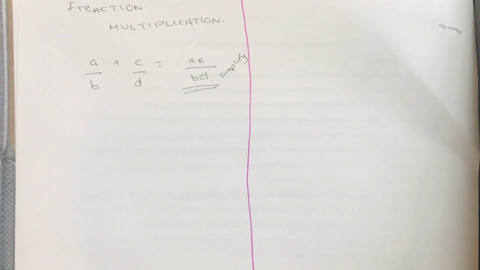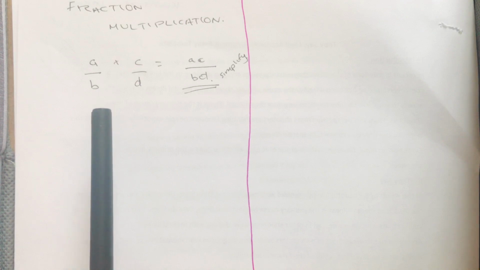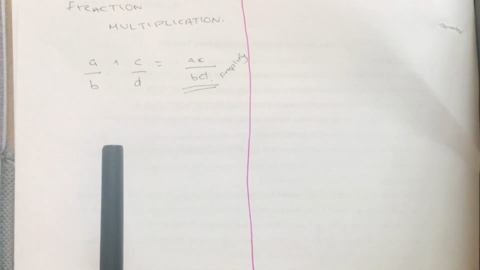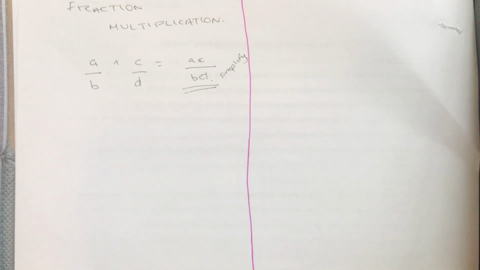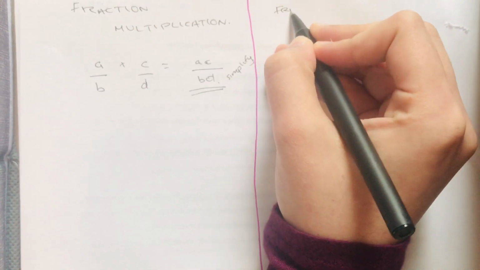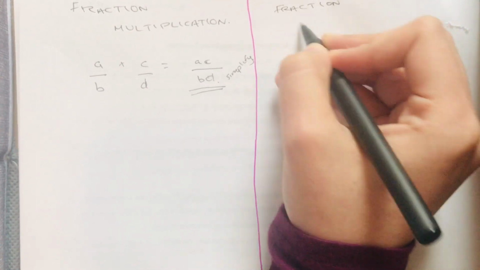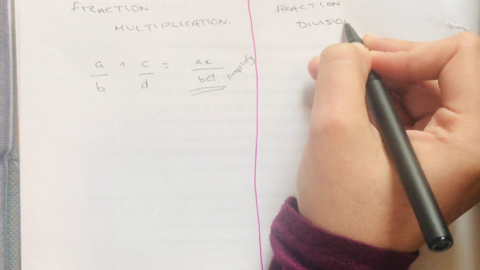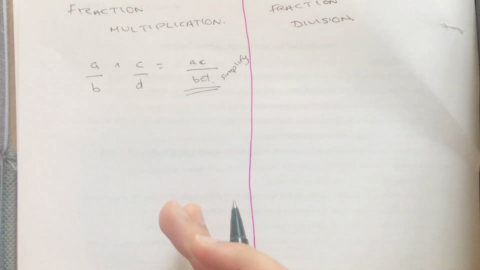Let me just repeat it for you because I think I went too fast. So you multiply the numerators and you keep it over the denominators. That's the only thing that you gotta do. And for fraction division it's not different. Okay, I think I'm gonna confuse you if I go to fraction division right now. Let's just do some examples of fraction multiplication, so by the time we go to division, you've got the concept well.